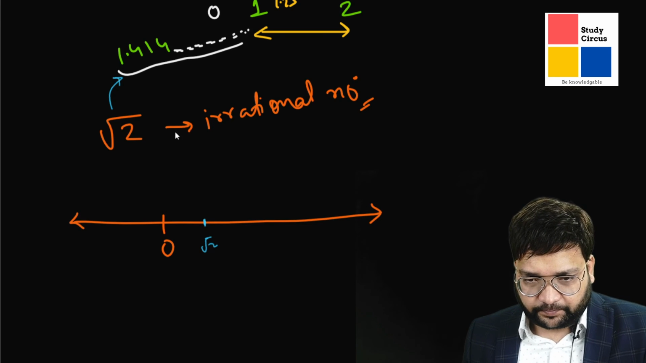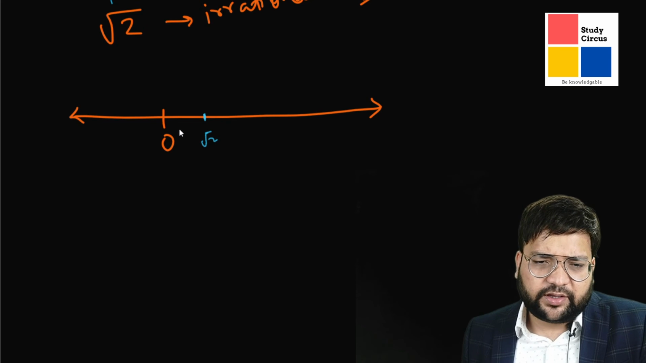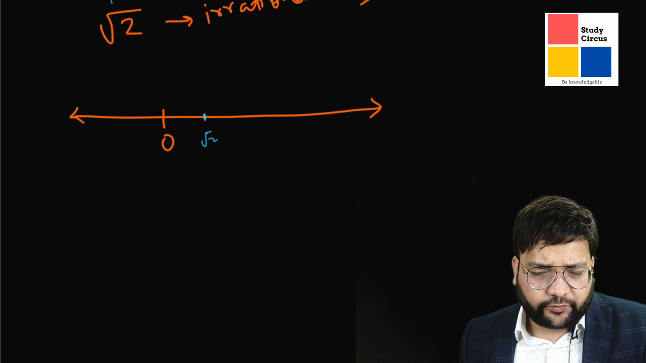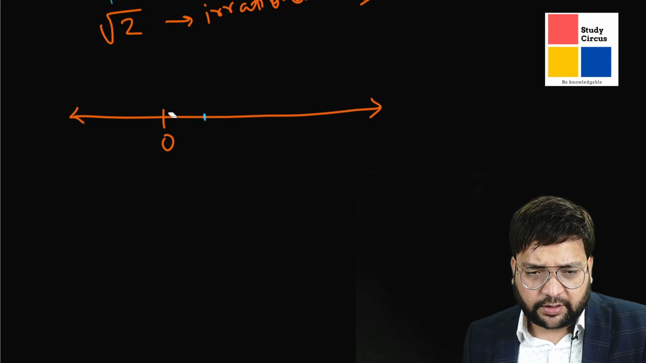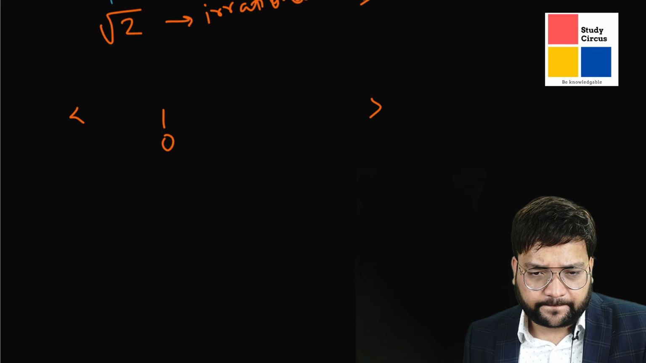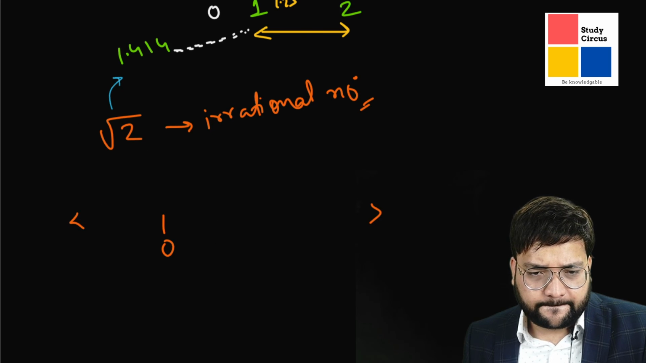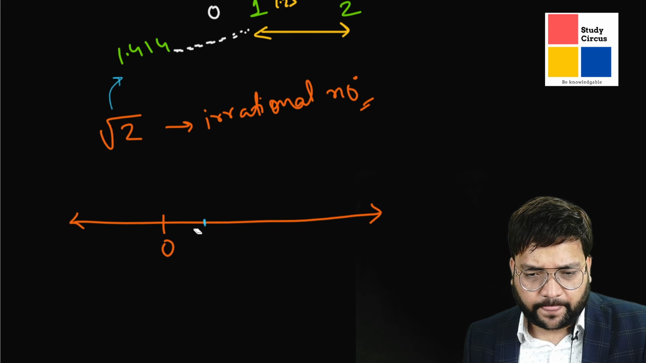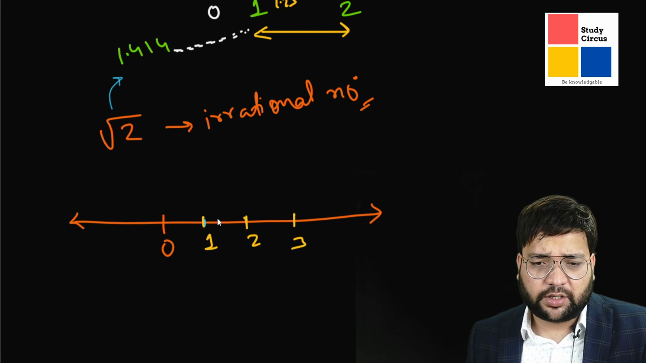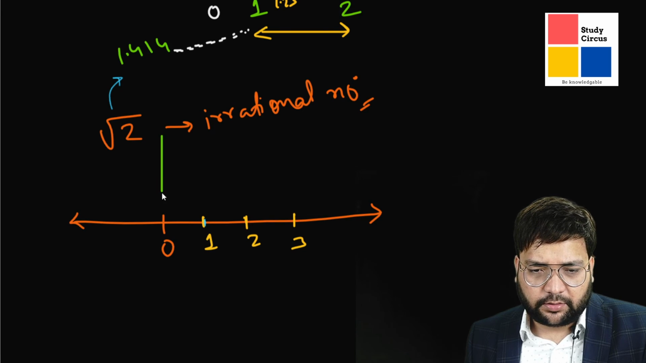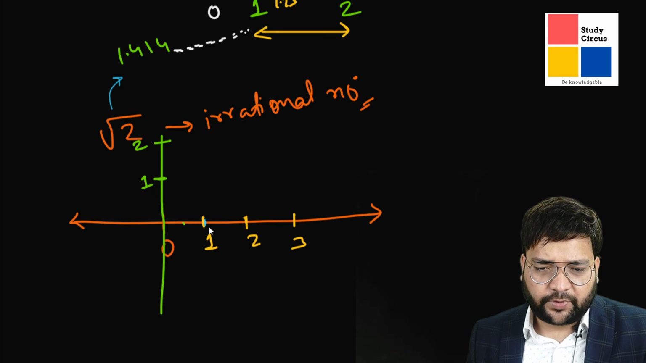How? For example, square root 2. To represent root 2, take number 1 here. Let's say this is 1, this is 2, this is 3 on the number line, and take 1 unit on the y-axis also, perpendicular to this. So this is 1 and this is also 1.